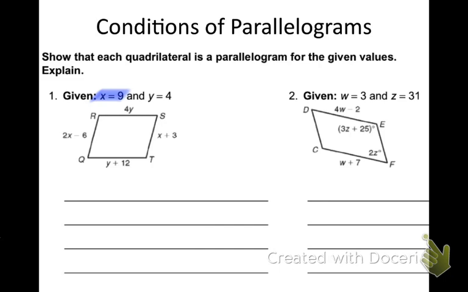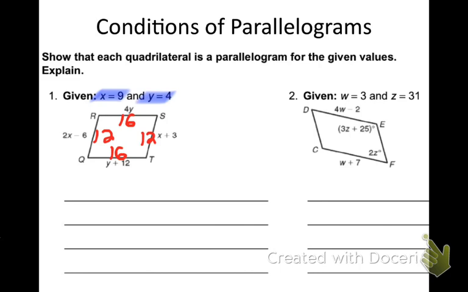Okay. So I would do 2 times 9 minus 6 gets me QR is what, Bryce? Yes, sir. And then I do 9 plus 3 gives me ST is what, Johnny? 12. Those are congruent. Then I plug in y equals 4. 4 times 4 gives me RS is what, Caitlin? 16. Nice job. And then 4 plus 12 gives me QT is what, Hannah? 16. Nice job.